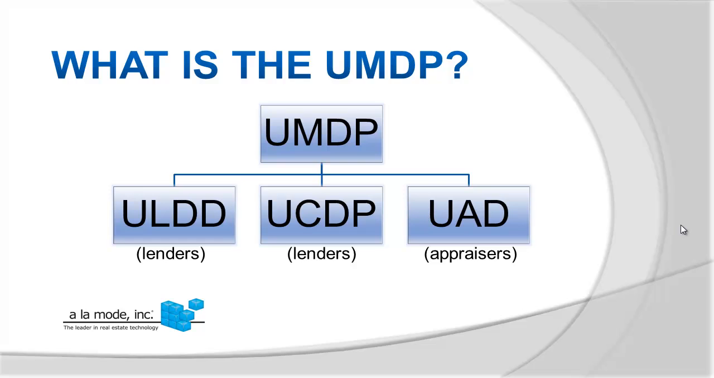ULDD stands for Uniform Loan Delivery Dataset. And that, as the GSEs will tell you, leverages the industry standard MISMO XML version 3.0. And a lot of you can think about that as raw data. And I've heard a lot of appraisers, quite honestly, talk about XML. I've heard them talk about MISMO, and I hear the doom and gloom.